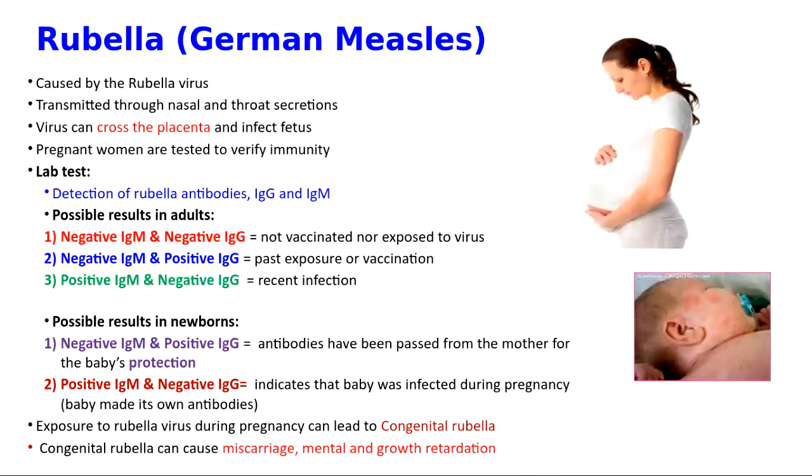So rubella, again: IgG, past exposure or immunity; IgM, recent or acute infection. And when we're talking about newborns, we know that the fetus was exposed to the organism because we find IgM in the fetus's plasma or serum.